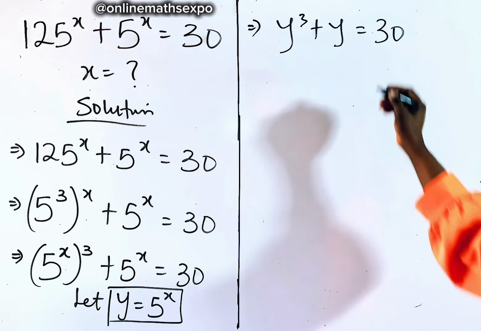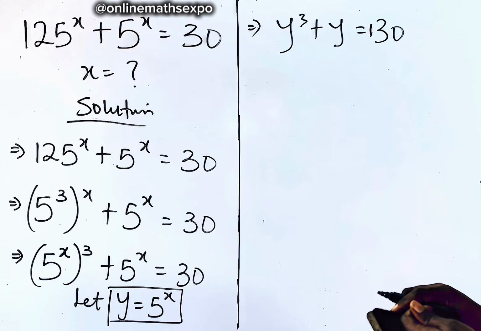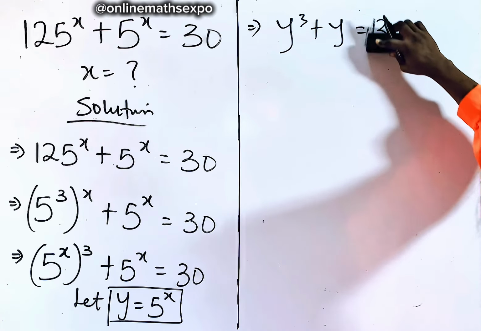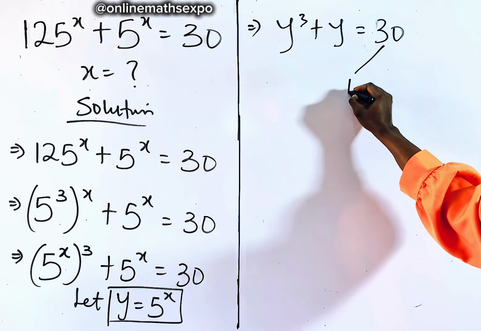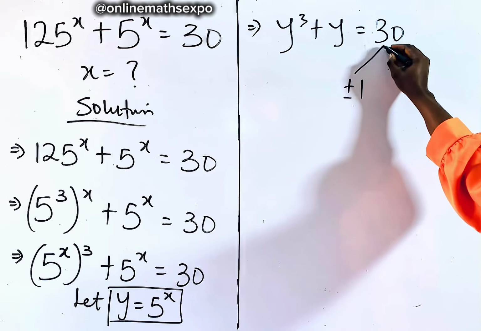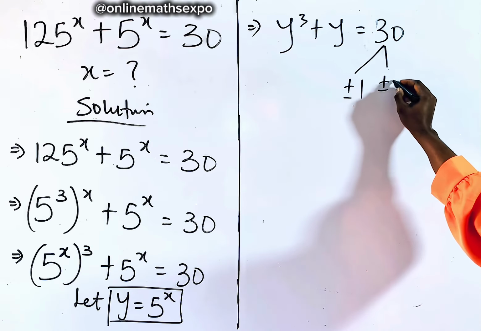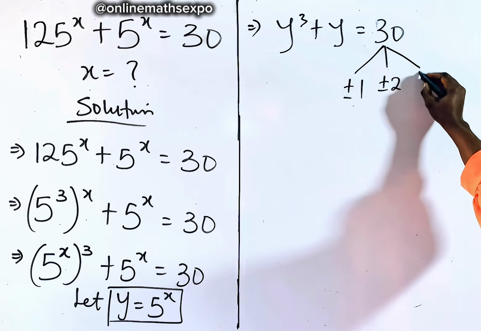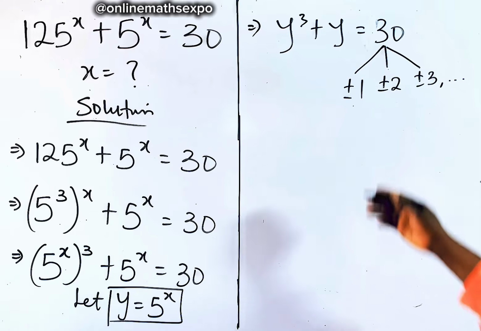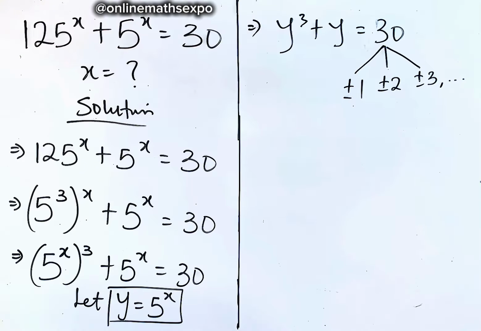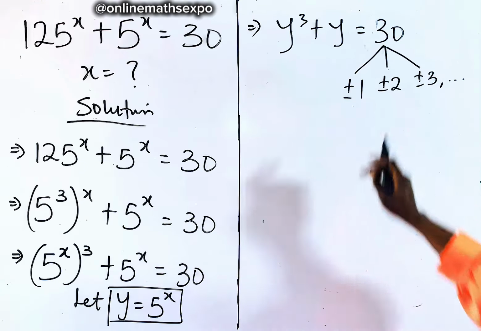Just use your factors. From the factors of 30, what numbers are we looking at? We are going to look at numbers like positive or negative 1, the numbers that can divide 30, positive or negative 2, positive or negative 3, and so on. Now let's use trial and error to know which of them we can plug in to give us 30.